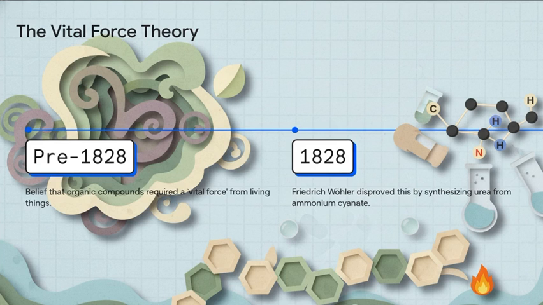But then, in 1828, a chemist named Friedrich Wöhler completely changed the game. In his lab, he made urea, an organic compound, from a simple inorganic substance. Just like that, he shattered the vital force theory and kicked open the door to modern organic chemistry.